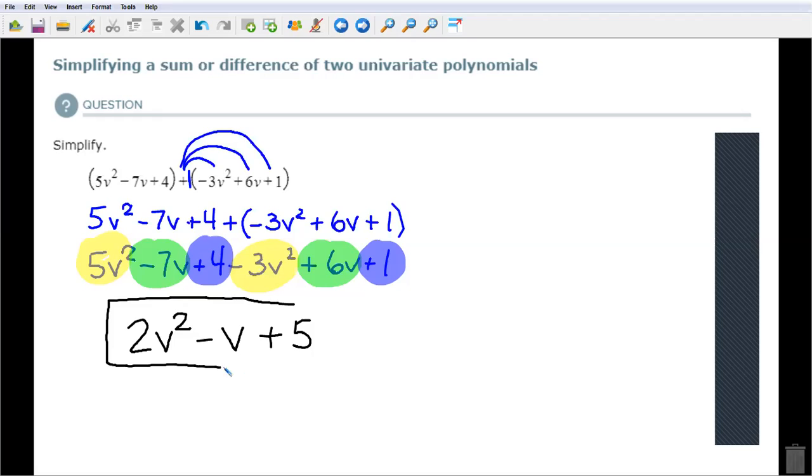Another thing to check is to make sure that you have no like terms to combine. None of these three terms are like terms, which means this is your final answer.